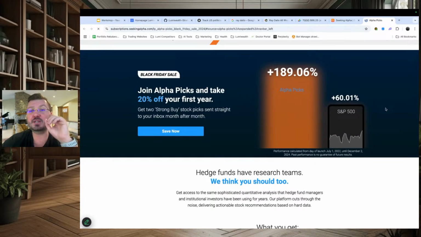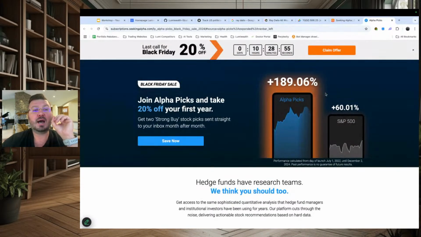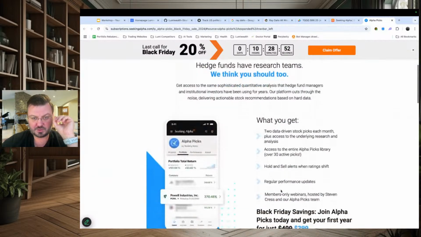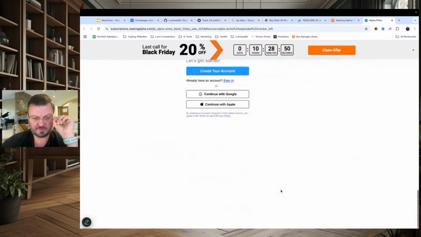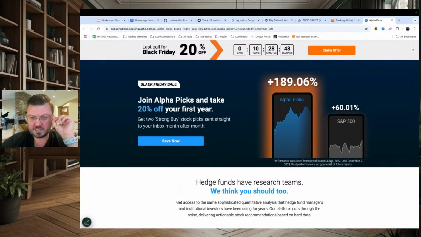Oh, they actually changed their page here a little bit. You can see here, they don't show the time period. They changed their graph a little bit. This is from, okay, there you go. From July 1st, 2022 until today, their portfolio has done 189% versus the S&P, which did 60%, right? S&P did well. They did a lot better, right? That's more than triple the S&P 500 over this approximately 2-year time period, right?